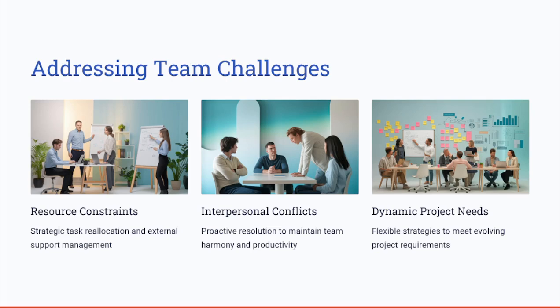Addressing the team challenges. So challenges are inevitable in project execution. For example, let's say in a logistics project, resource shortages can be mitigated by reallocating tasks or sourcing external support. So addressing such challenges proactively minimizes the disruptions. To manage the resource constraints effectively, or resolve the interpersonal conflicts promptly, focus on a win-win conflict resolution strategy, and ensure to adapt to the project dynamic or changing needs.